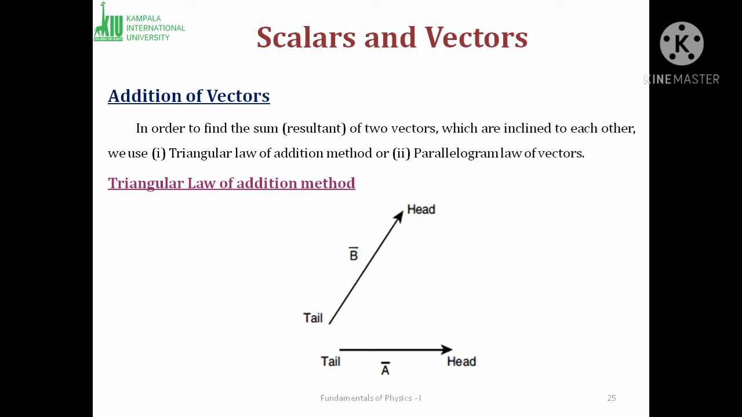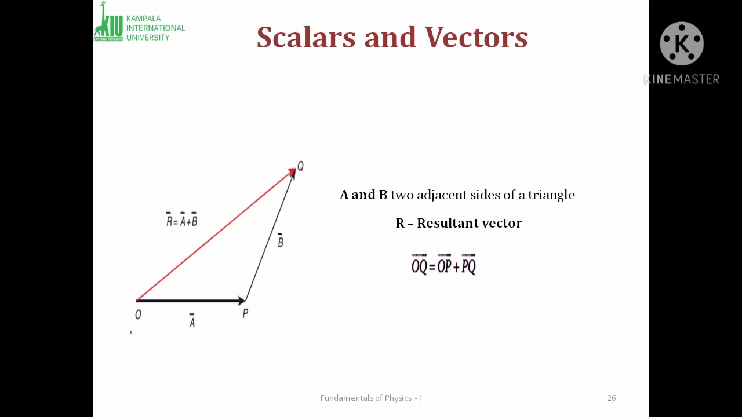Here, this is A vector, this is B vector. A and B are the two vectors. The arrow side of a vector is the head and the opposite side is the tail of the vector. To find the sum of two vectors, we apply the triangle method. To add the two vectors, the head of the first vector is connected to the tail of the second vector. This is the head of the first vector. This is the tail of the second vector, which is connected, and we will get the resultant vector R is equal to A vector plus B vector.